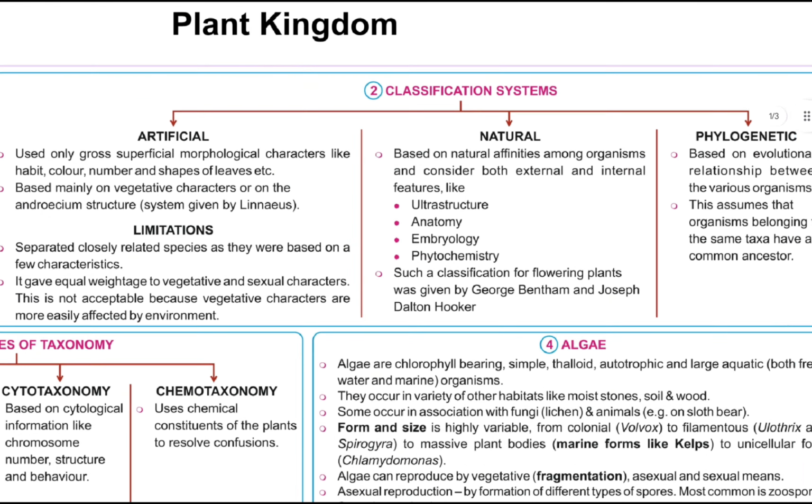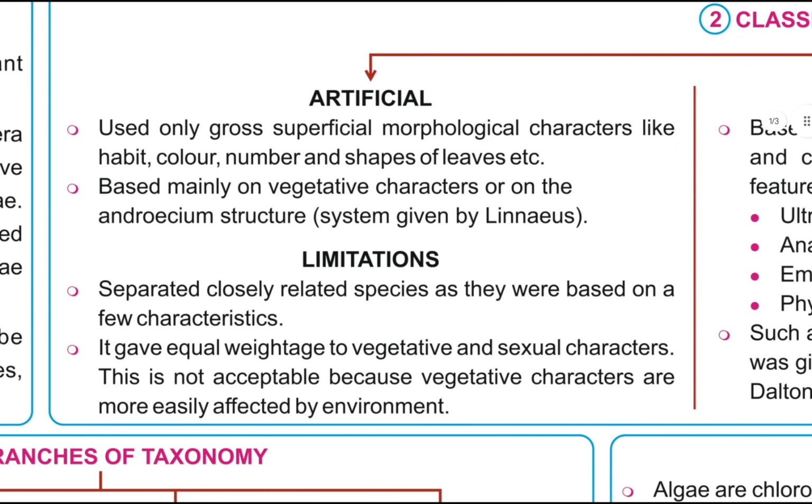Classification systems. Artificial: used only a few superficial morphological characters like habit, color, number and shapes of leaves etc. Based mainly on vegetative characters or on the androecium structure. System given by Linnaeus. Limitations: separated closely related species as they were based on a few characteristics. It gave equal weightage to vegetative and sexual characters. This is not applicable because vegetative characters are more easily affected by environment.